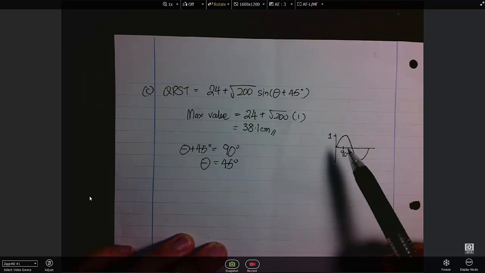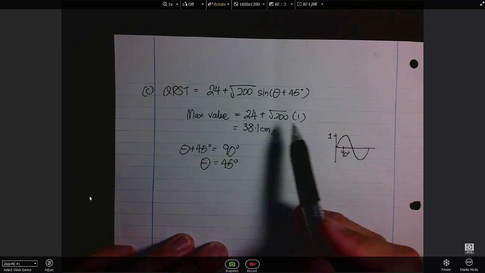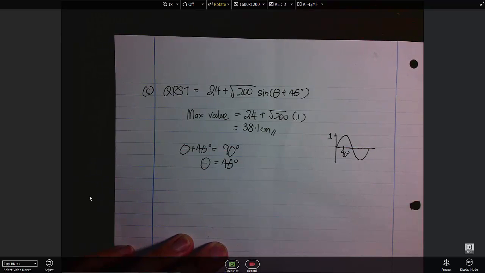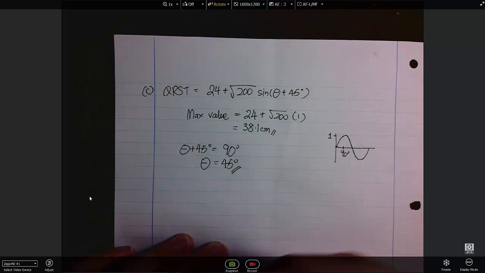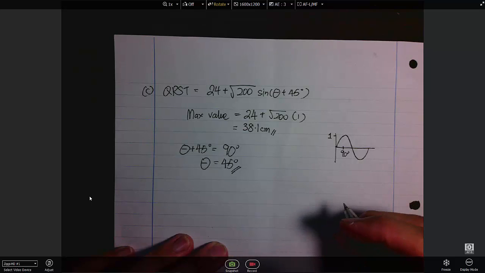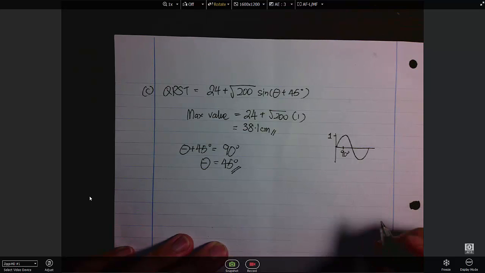The common error that many of you made is you did not add the 24, you just blindly copied down the square root 200. And that is my working, or my explanation for the class test on the R formula.